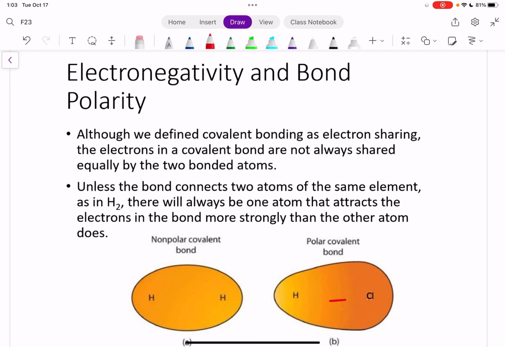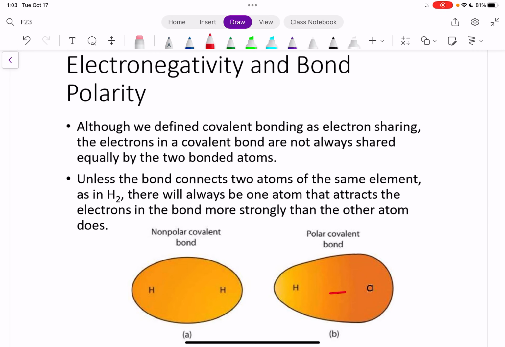All right, so far we've talked about covalent bonds as electron sharing, the sharing of electrons. But it turns out that in these covalent bonds, electrons are not always shared equally between the two bonded atoms. So for instance, if we look over here at hydrogen bonded to chlorine, this is a covalent bond, right? Two nonmetals, hydrogen and chlorine, sharing electrons.